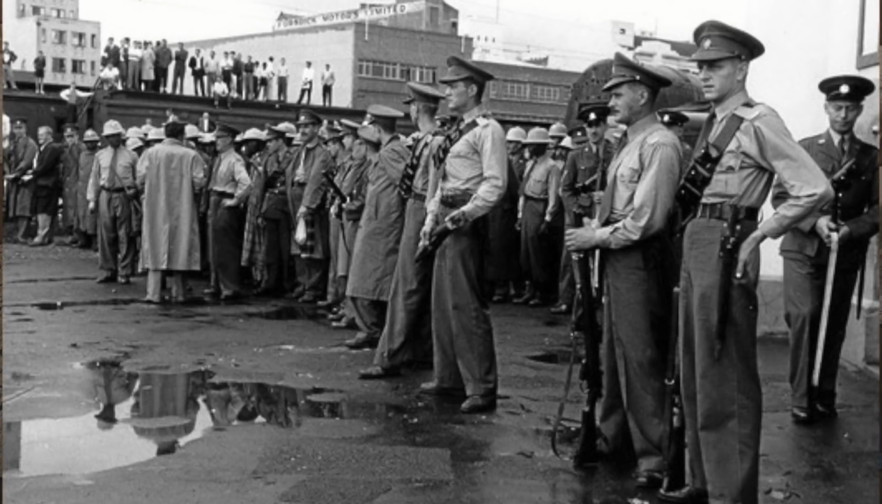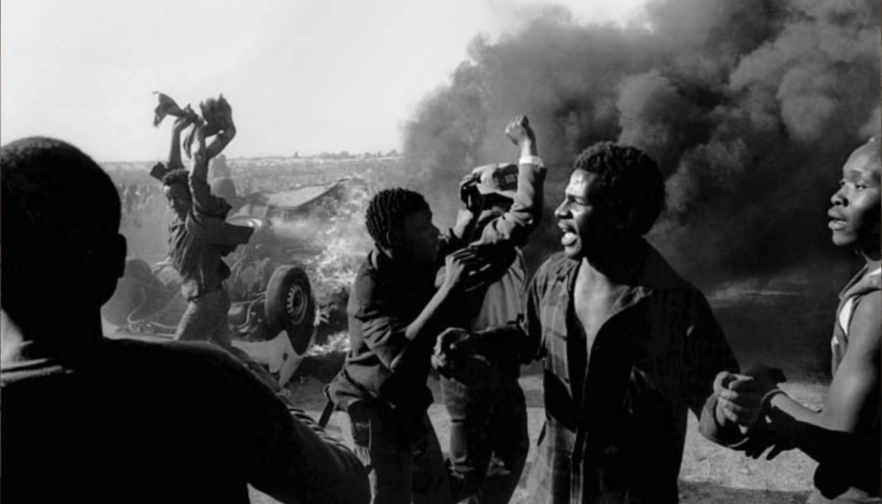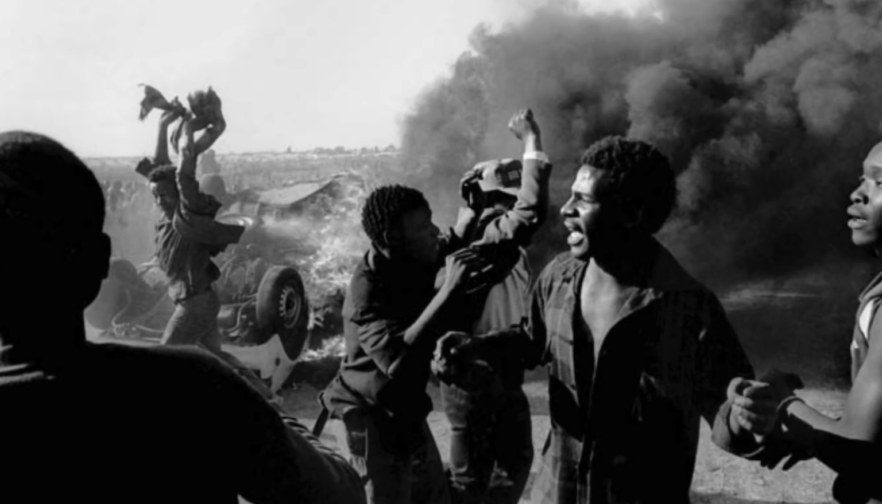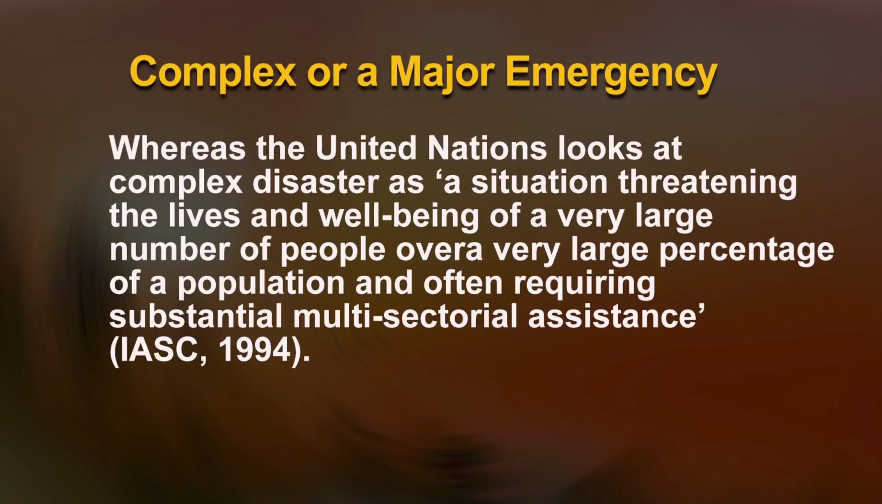According to Duffield, the term complex emergencies emerged in Africa in the late 1980s, and the United Nations has given due consideration to define it as something that goes beyond national boundaries. The National Disaster Management Plan 2016 defines major disasters as those requiring resources and agencies at large levels, going beyond the limit of district and state level capabilities, whereas the United Nations looks at complex disasters as a situation threatening the lives and well-being of a very large number of people over a very large percentage of a population, often requiring substantial multi-sectoral assistance.